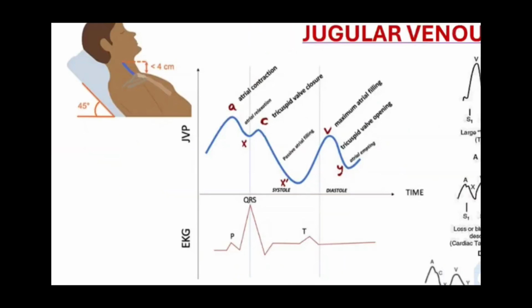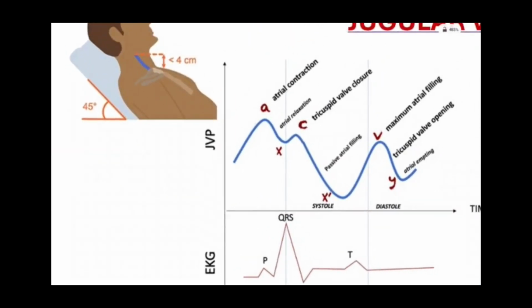See, what is JVP? JVP is a measure of right atrial pressure, number one. Now, what is the normal value of JVP? The normal value should be less than 4 centimeters. So why are we measuring in centimeters, since it is a pressure? Because this is the height, the vertical distance that we are measuring from the sternal angle. So the vertical distance is what is used to measure JVP.